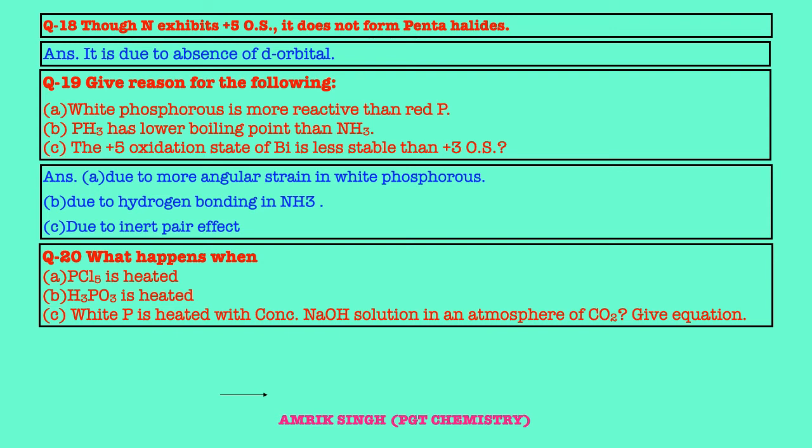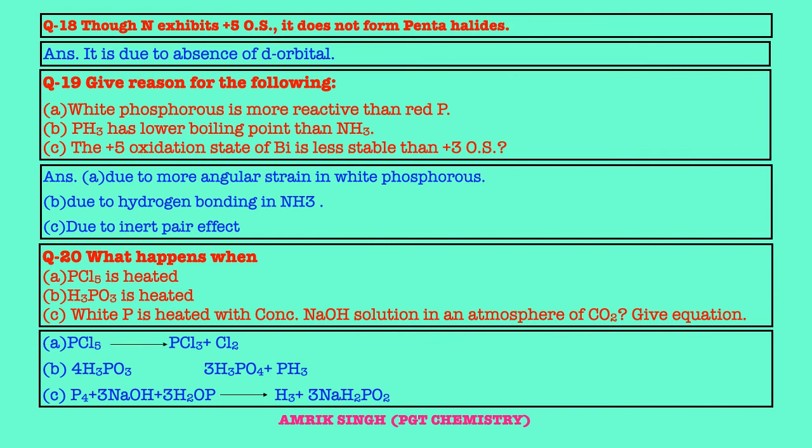H3PO3 is formed when phosphorus is heated with concentrated NaOH solution in an atmosphere of CO2. Give equation. Equations are given below one by one. PCl5 on heating gives PCl3 and Cl2. H3PO3 on heating gives H3PO4 and PH3. When phosphorus reacts with NaOH and H2O, then it will give PH3 and NaH2PO2.